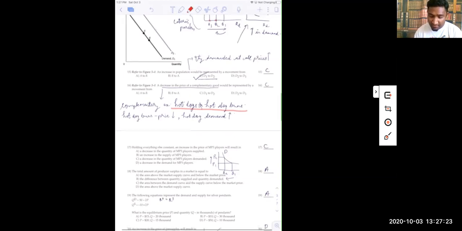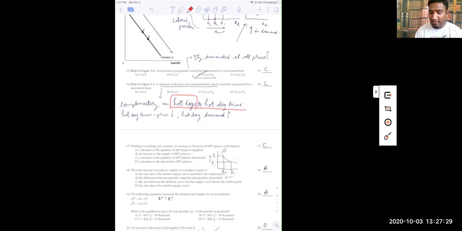So what happens when the price of a complementary good goes down? Suppose hot dogs is our main good and hot dog buns is our complementary good. What happens if the price of the hot dog buns goes down? It means that you have more money left to buy more hot dogs. So you will buy more of the hot dogs. So the hot dog demand will increase, and this will cause a shift from D1 to D2. So the answer is C.